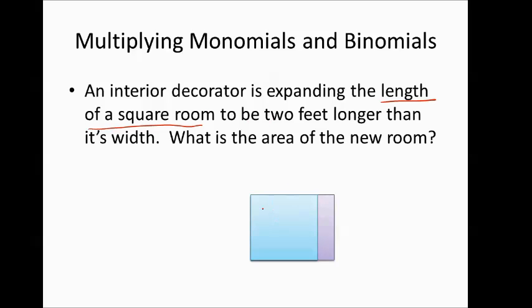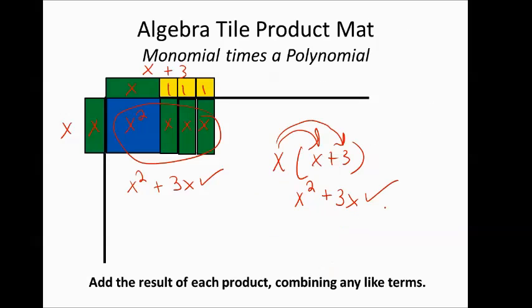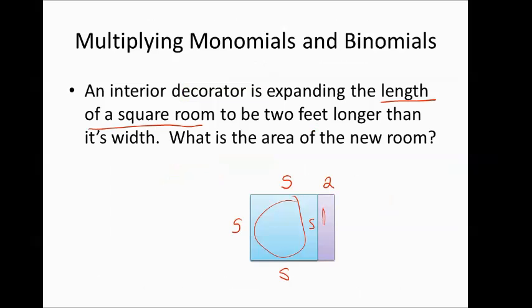So the original room represents this blue area here, and the expansion is this little purple area here. If I wanted to give the dimensions of the blue area, the original area, we know that a square has side s, or you can use x if you want to. Each side is the same, all four sides are the same. They're going to expand it by 2 feet.